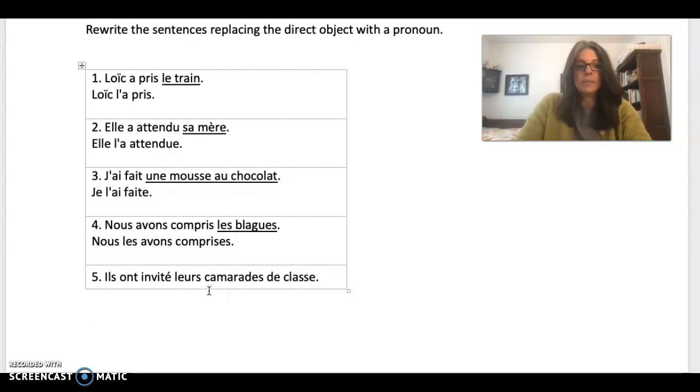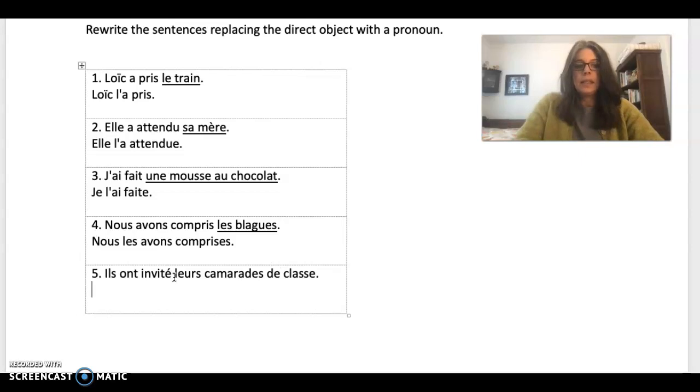And the last one. Ils ont invité leurs camarades de classe. They invited their classmates. Their classmates is our direct object. And we'll assume it's masculine and feminine combined. So we'll use the masculine. Ils les ont invités. And add an S because it's plural.